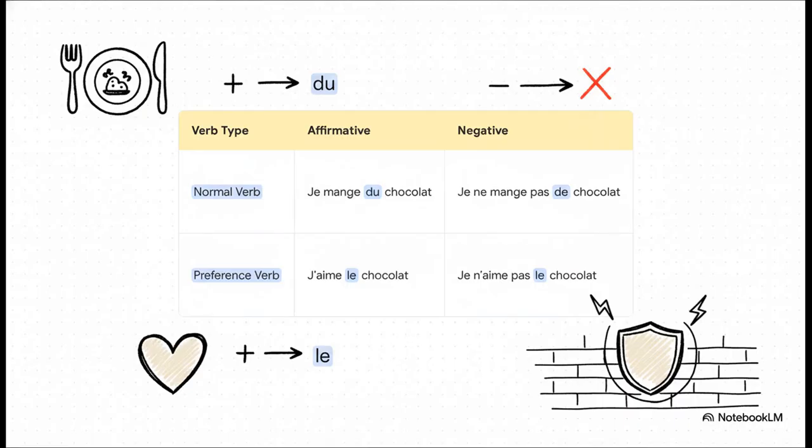Okay, this table right here, this is where it all clicks into place. Look at the top row, with a normal verb like manger, to eat. It follows our rules perfectly. Du becomes de in the negative. But now look at the bottom row. With a preference verb like aimer, to love, the article le stays le. It doesn't budge, it's totally immune to that negation switch.